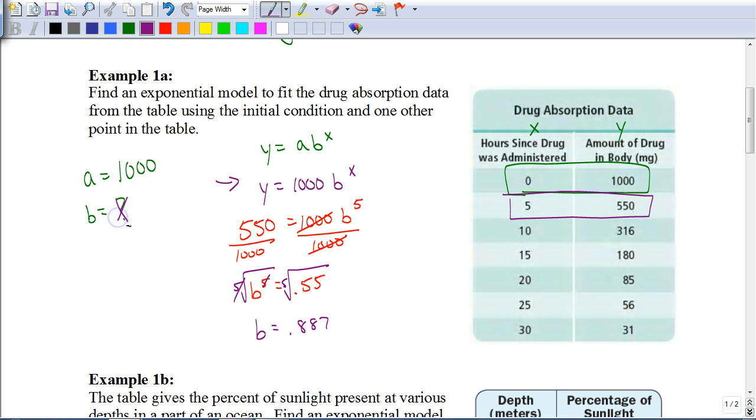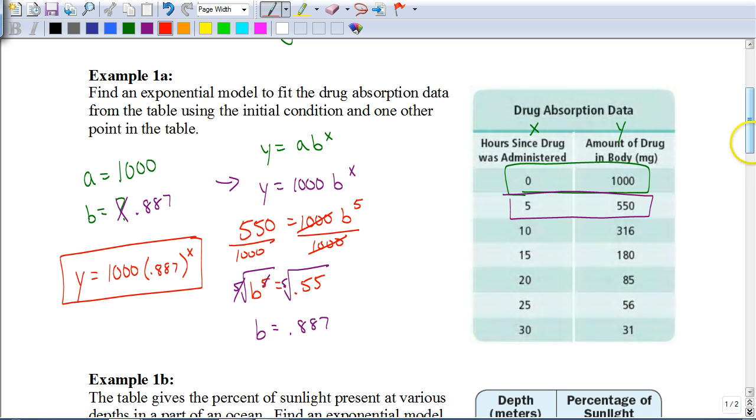So now I know that b is going to be 0.887. So my answer to this problem is going to be y equals, because the y and the x are going to be our variables, y equals our initial amount, 1,000. Our growth factor is 0.887 to the x power. So that's how you're going to do these.